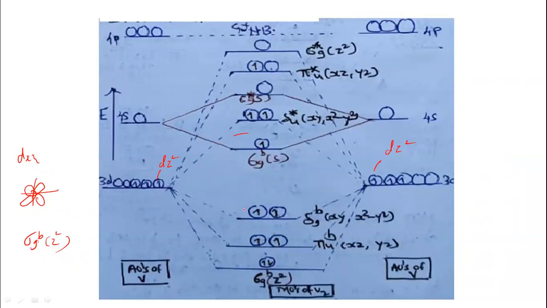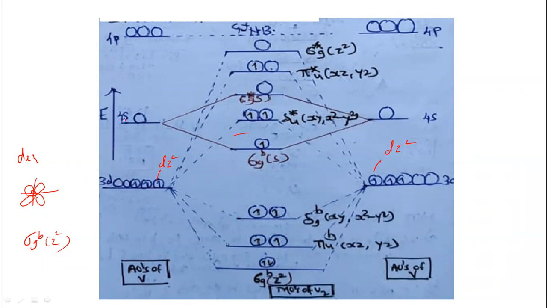Then the third orbital, which is the delta orbital, dxy and dx square minus y square, also overlap. Now the delta bond is a weak bond, so this energy separation will be very, very less here. So there is a formation of the delta g bonding molecular orbital coming from dxy and dx square minus y square. Then the formation of delta star u xy x square minus y square. So in this way the 5d orbitals are utilized in the bonding.